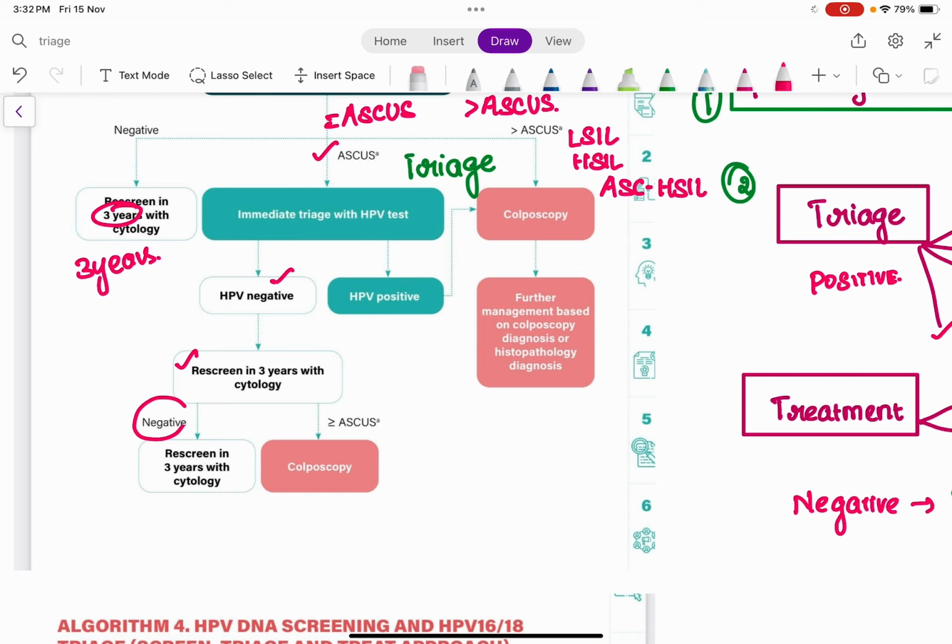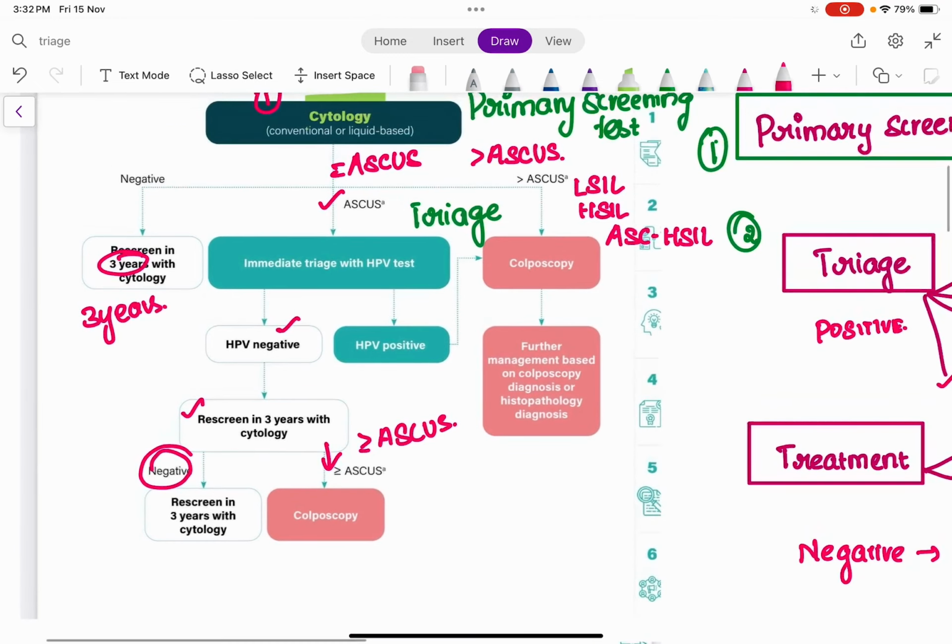If the report comes out to be negative, what are you going to do? You have to repeat the pap smear again after 3 years. But if the report comes out to be positive, something more than atypical squamous cells of unknown significance, what will you do? Anything more than that, let's say low-grade squamous intraepithelial lesion, high-grade squamous intraepithelial lesion, atypical squamous cells where HSIL cannot be ruled out, in those cases you have to follow up with the triage test of colposcopy, right?